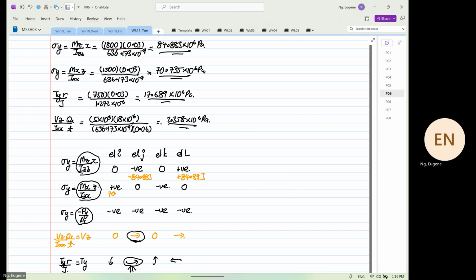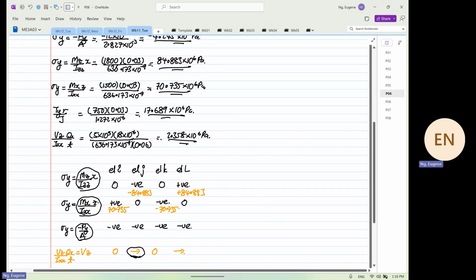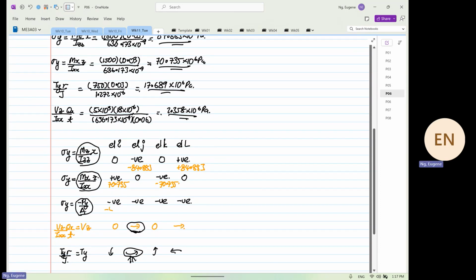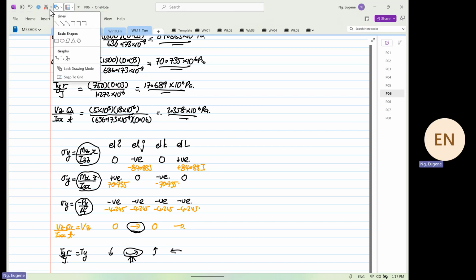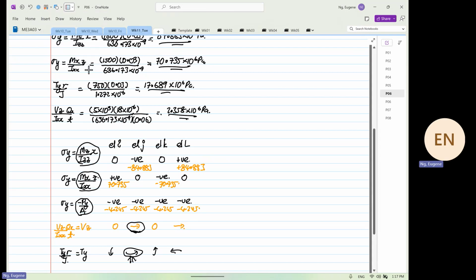70.735. This is now minus 70.735. And then lastly, they're all minus 4.245. So if we look at the normal stress alone, the one that will induce failure is which one? Anyone? You take the highest normal stress in terms of magnitude, and this will be the one.